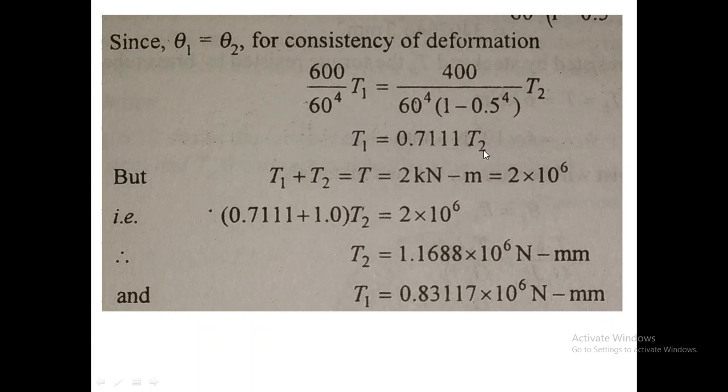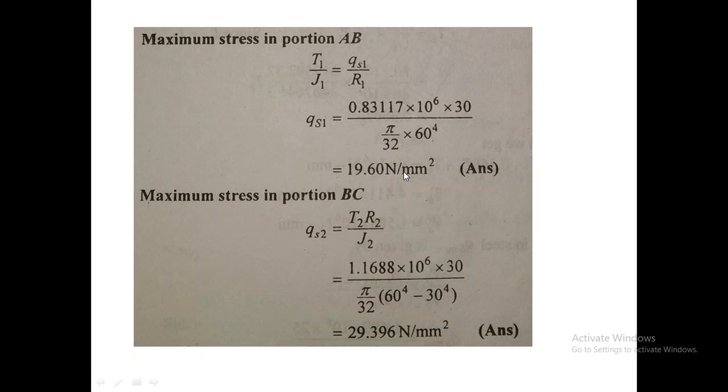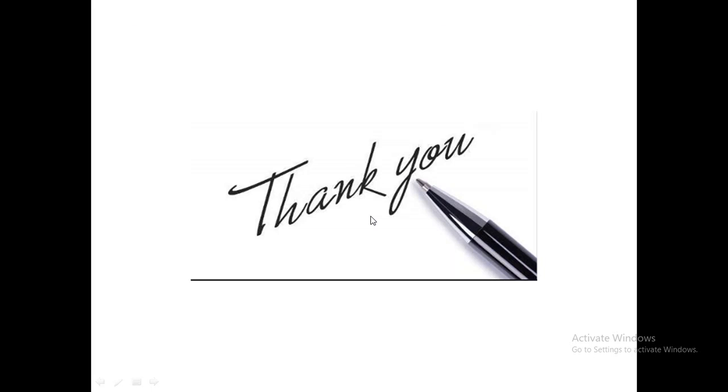So T1 is 0.7 times T2, and since the applied torque is shared by both the portions, T will be equal to T1 plus T2. We will substitute this here, and we will get the value of T2. Once T2 is known, we can calculate T1 also. If we add these two, we will get the 2 kN applied torque. Once the torques are found out, we can calculate the shear stress by using the torsion equation for both the portions. That's it for this session. Thank you.